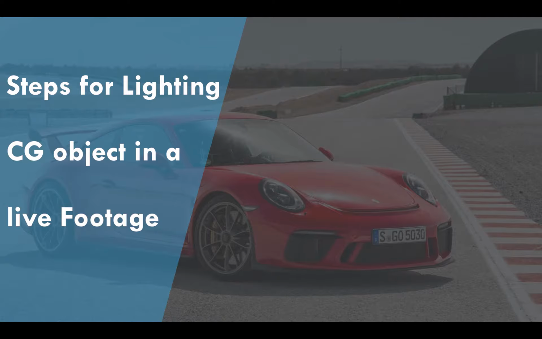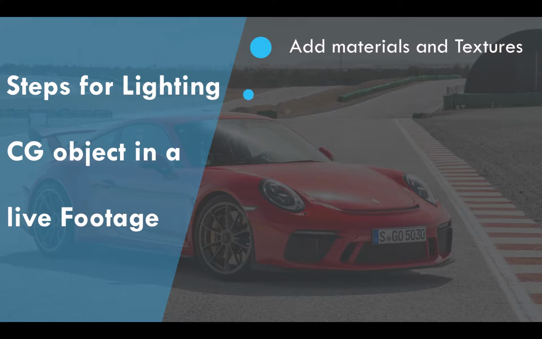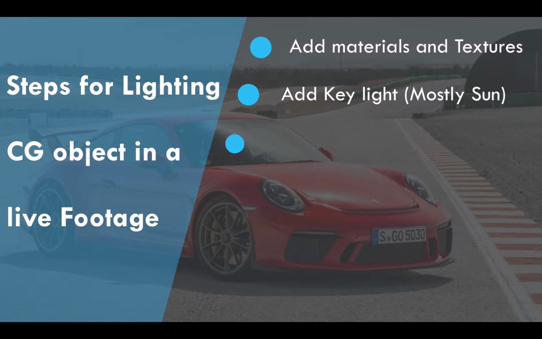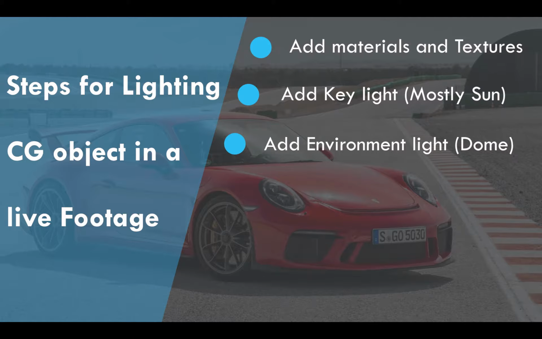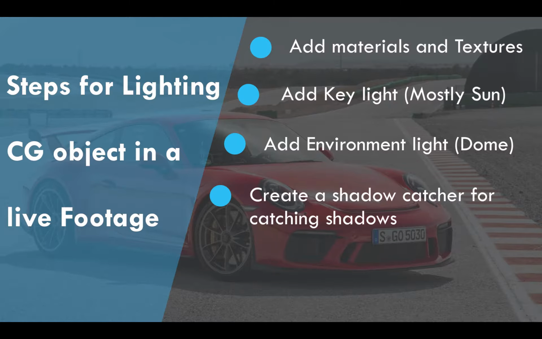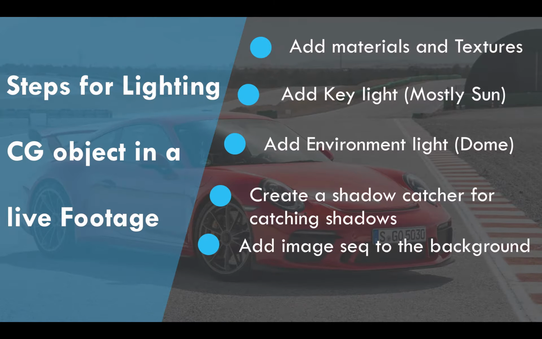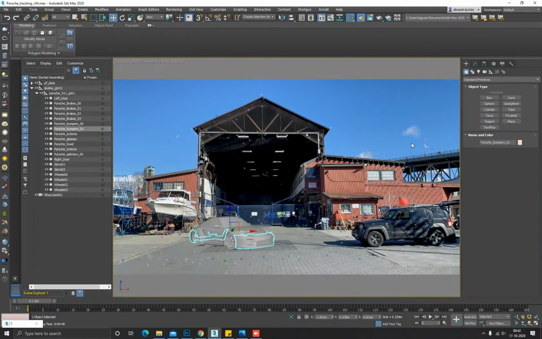So these are the following steps which we need to follow while lighting a CG object for a live footage. First we will add materials and textures. Then we will add a key light. Then we will add a fill light or environment light. Then we will create a shadow catcher for catching the shadows. Then we will add the image sequence in the background, which is basically the source video. Then with all the above processes complete, we will simply render the sequence. So let's jump inside 3ds Max.